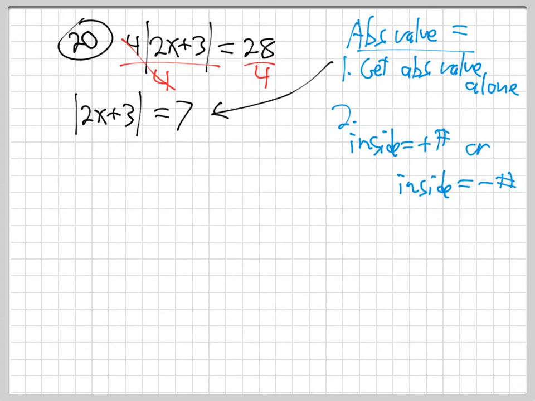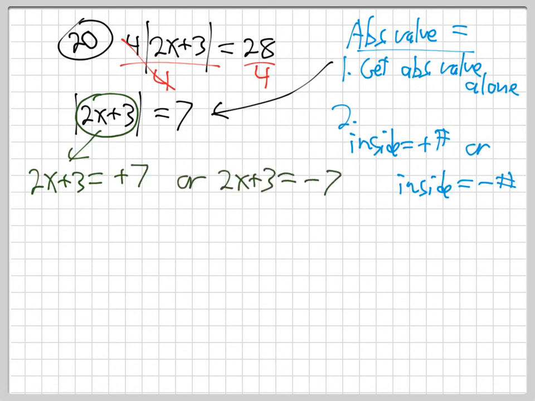And then step 2, we've got to take the inside. We have to say inside, you can be positive 7, or inside, you could be negative 7. That makes sense, doesn't it? If this inside is plus 7 or minus 7, then the absolute value of it will be regular 7, won't it? See how that's true? Does that make logical sense?